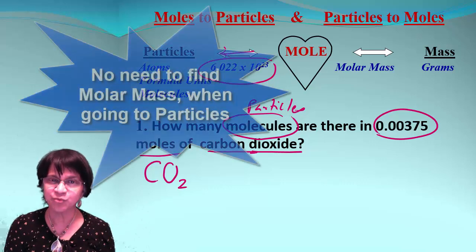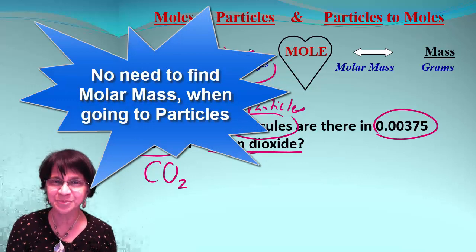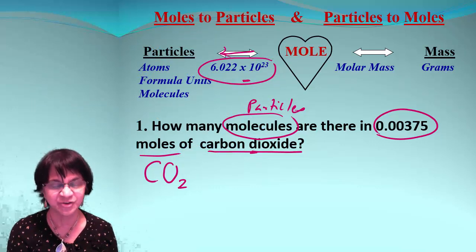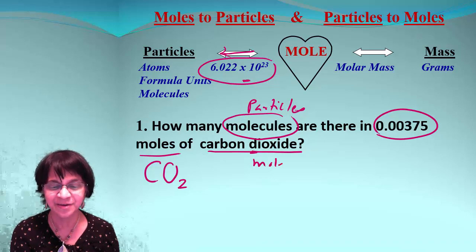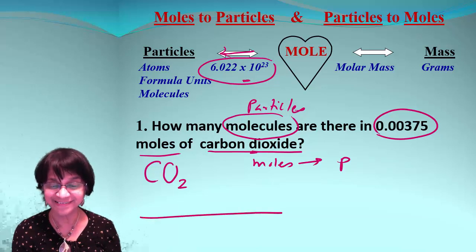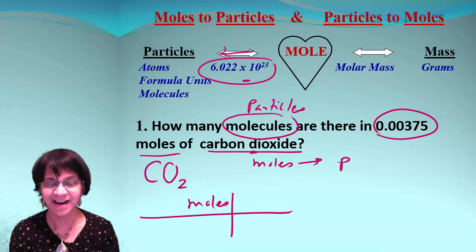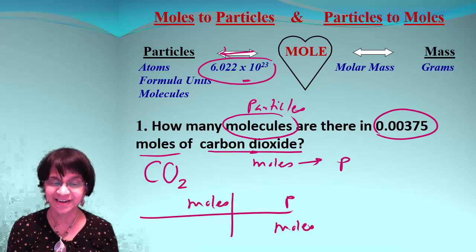The main thing to remember is we don't really need to find the molar mass for moles to particles because we are not going to use molar mass. We are going to use the Avogadro's number. So it saves you one step. So what's our roadmap? It's going to be moles to particles. Let's draw our grid. And what we have is moles over here. And this is going to be particles. Crisscross, we need to cancel, and that's going to be moles.